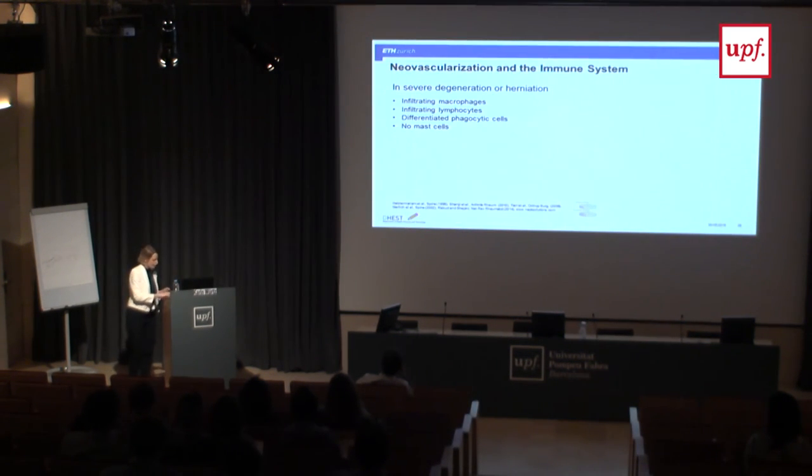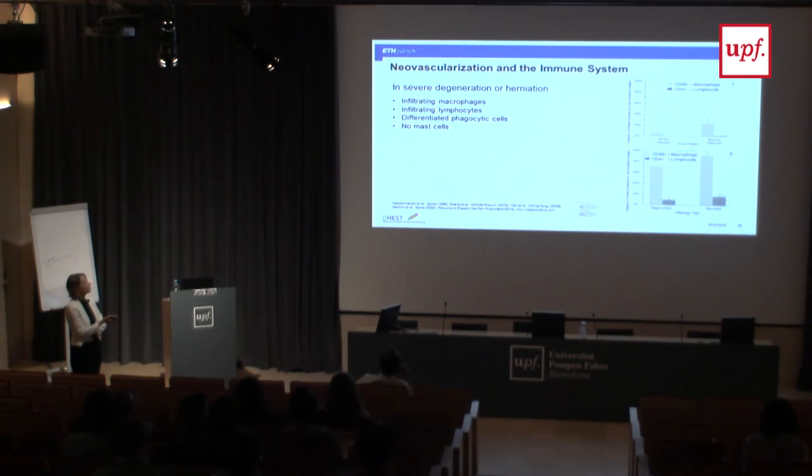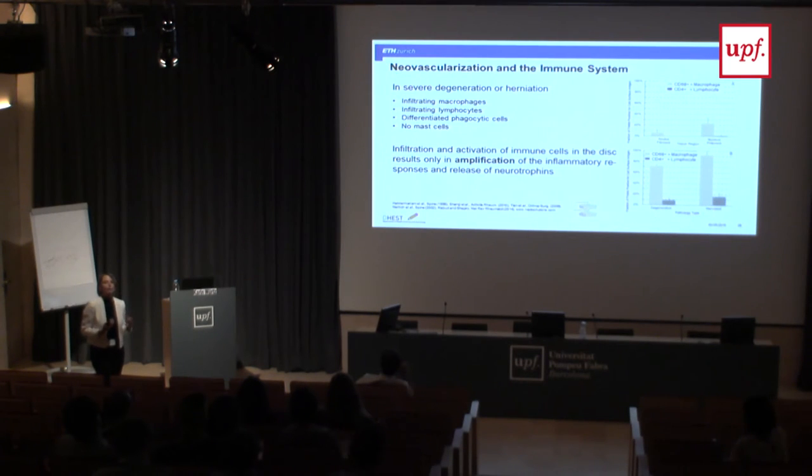And of course, when you have this neovascularization happening, then you can also have cells of the immune system going in. And this is something that has been shown here. So you change the entire situation. But what is important to know is that these cells of the immune system that normally drive the inflammation here just play kind of an accompanying role. They help the resident cells to drive the inflammation, but the resident cells are actually the ones that play the crucial role.